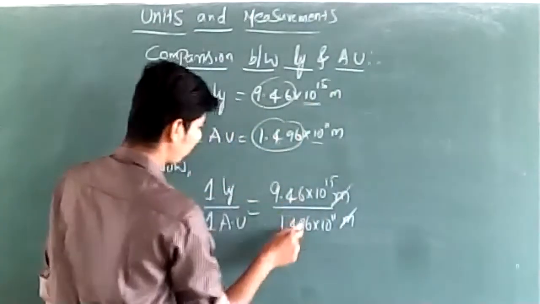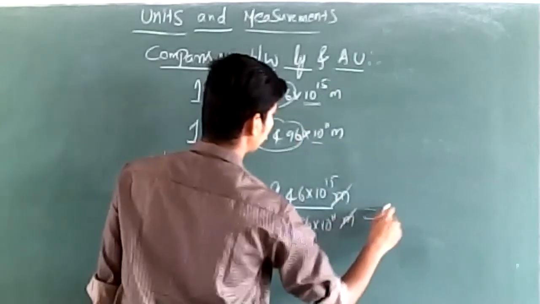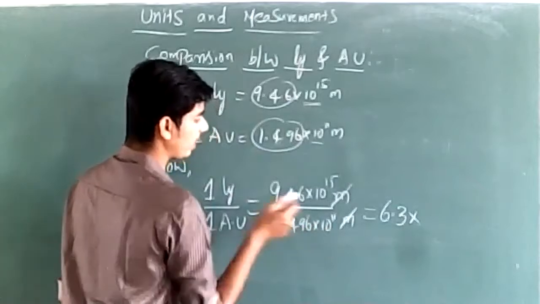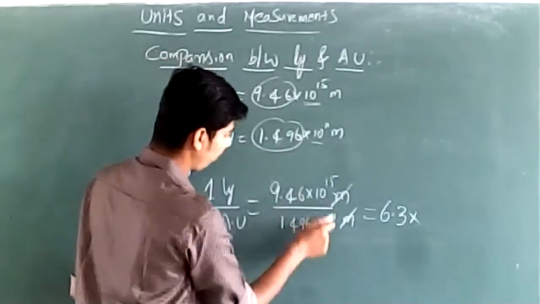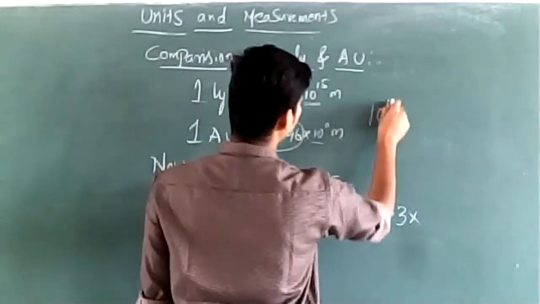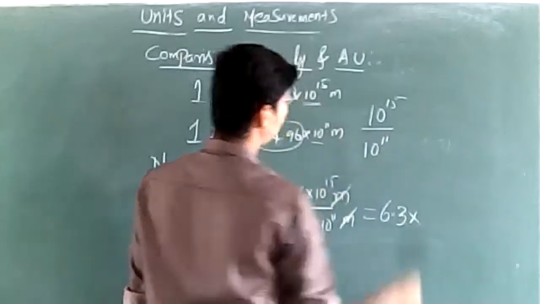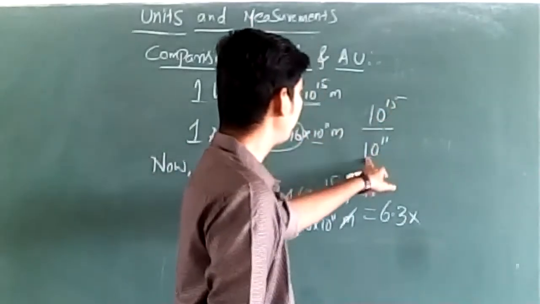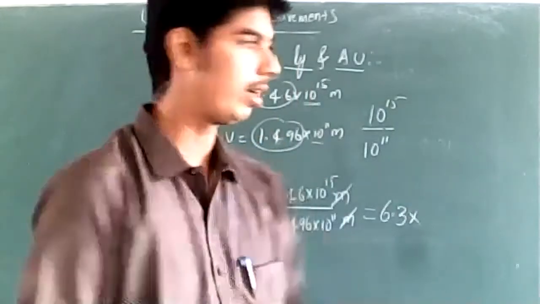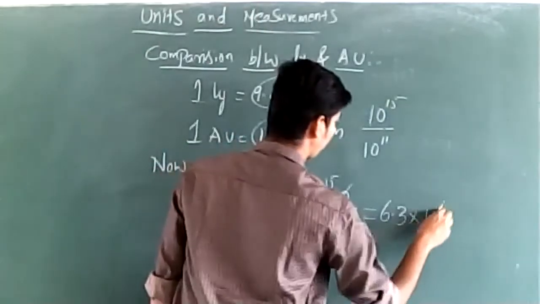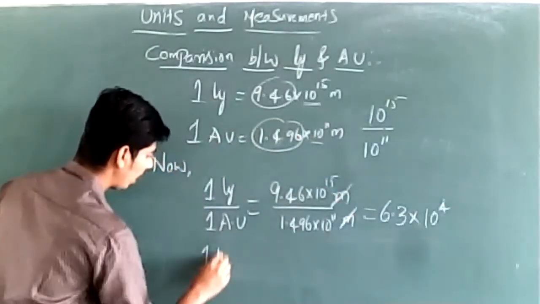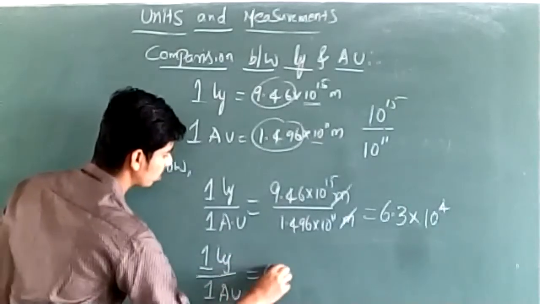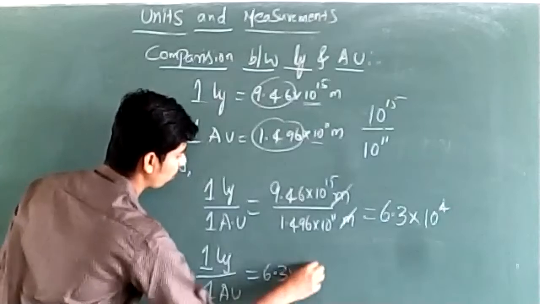So 9.46 divided by 1.496 is 6.3, into 10 power 15 divided by 10 power 11. This is of the form a power m divided by a power n. 10 power 15 divided by 10 power 11 is 10 power 4. So 1 light year divided by 1 astronomical unit is equal to 6.3 into 10 to the power of 4.